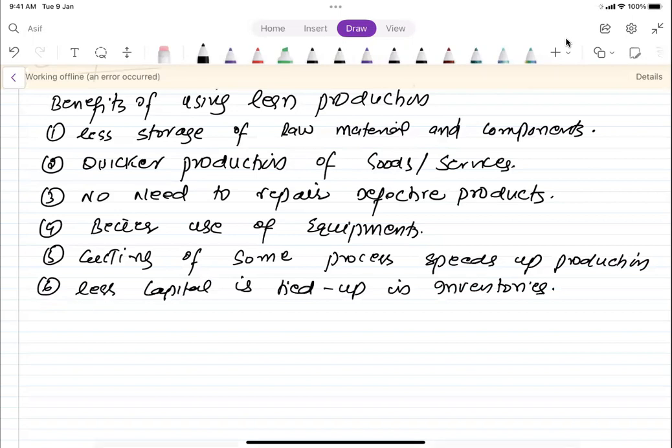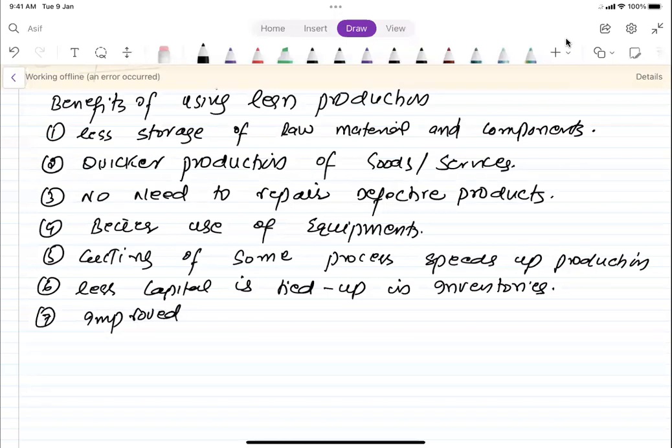It also leads to improved health and safety situations inside the organization, because labor will be working less time, being more productive, and fewer injuries will be possible as a result of that inside the organizations. Improved health and safety conditions. So these are a few advantages that we obtain out of the lean production technique.